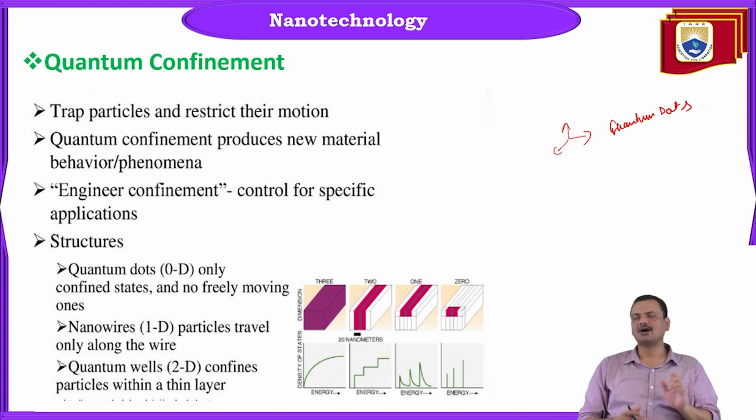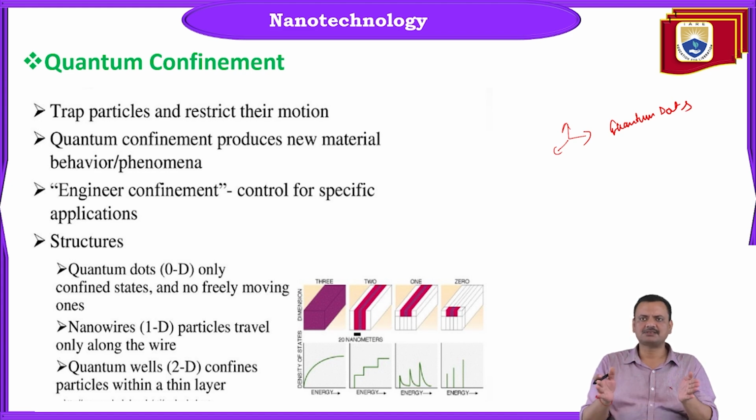The quantum wells now. Here the particle, your material, can grow in two directions but is restricted in one direction. So it looks like a sheet, a plane sheet, or you can say it is a very thin film. Such a structure you can say is a quantum well, or a potential well type of structure.